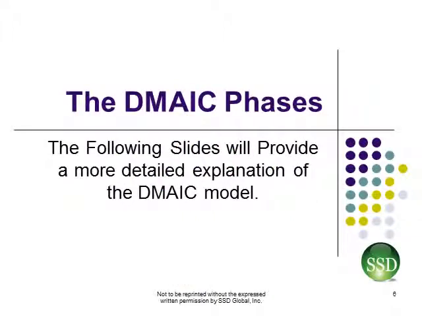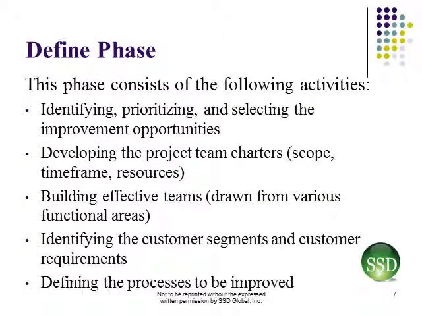The following slides will provide a more detailed explanation of the DMAIC model. Please direct your attention to your activity sheet to the Define phase. This phase consists of the following activities: identifying, prioritizing, and selecting the improvement opportunity, developing the project team, charter, scope, time frame, resources, building effective teams, which means drawing from various functional areas, identifying the customer segment and the customer requirements, defining the process to be improved.